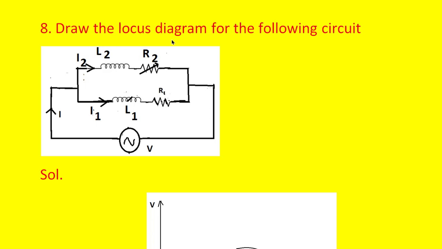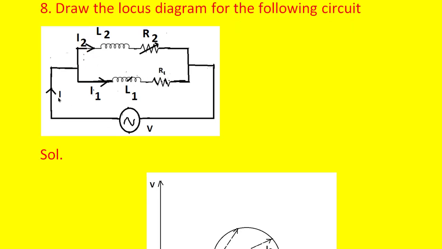Let us go to another problem. Draw the locus diagram for the following circuit. Here, if you look at this, there is an RL branch which is fixed, whereas another RL branch is also there, but one resistor is varying. The current flowing in the fixed branch is I1. The current flowing through the variable branch is I2, the input current is I, and the applied voltage is V.